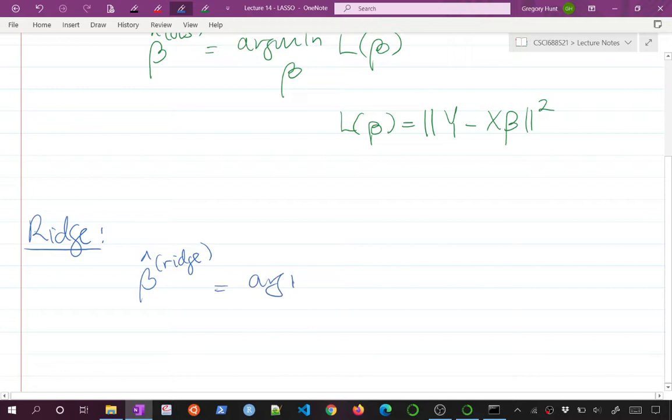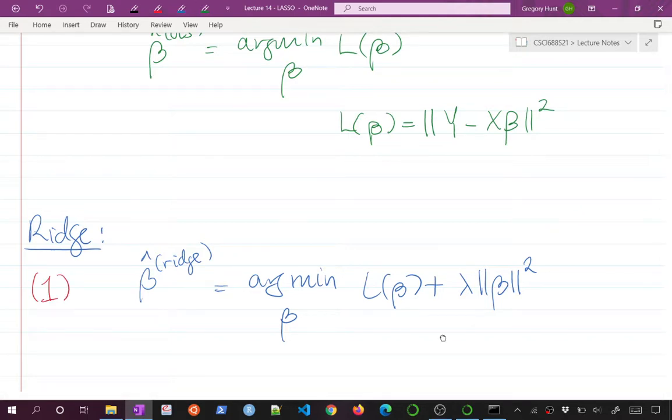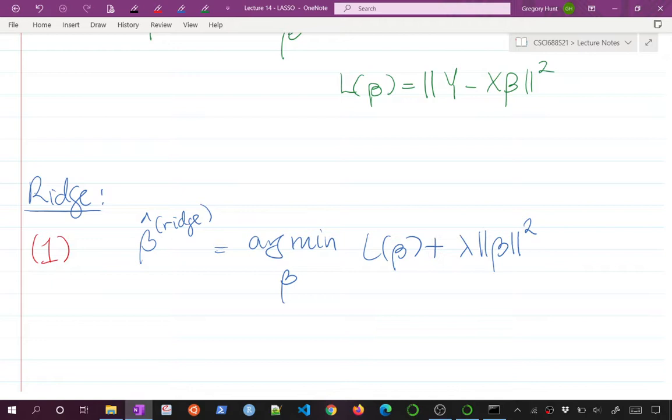as similarly minimizing L of beta, but we added on some penalty, some norm of beta squared. And this penalty term, so this was our first way of interpreting ridge regression, would keep beta from getting too large.